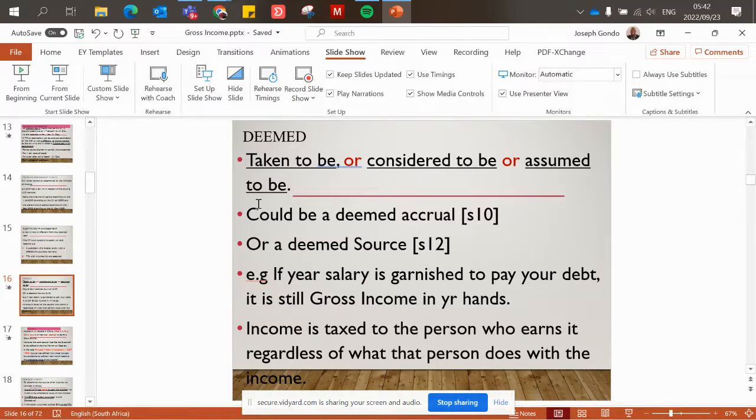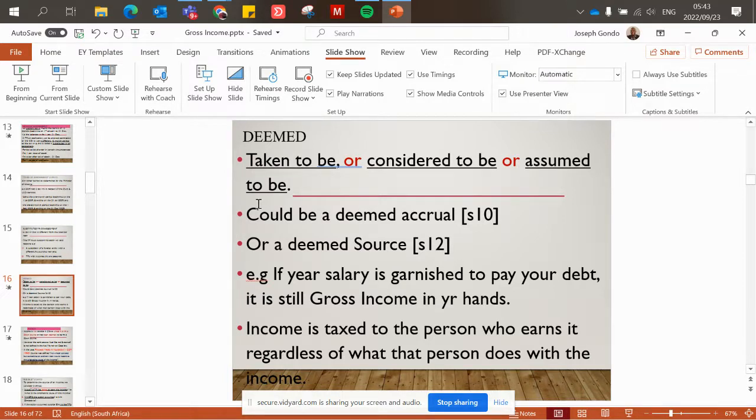Or you can actually see that this is not really income that has accrued to me, but Zimbabwe deems the accrual to have accrued to you. So what do we mean by deemed? It means taken to be or considered to be or assumed to be. So normally if you do something, it's not actually what is happening, but it's assumed that that's what is happening.